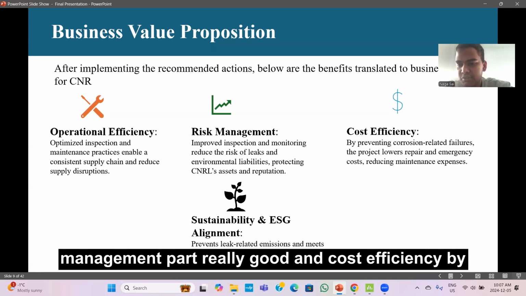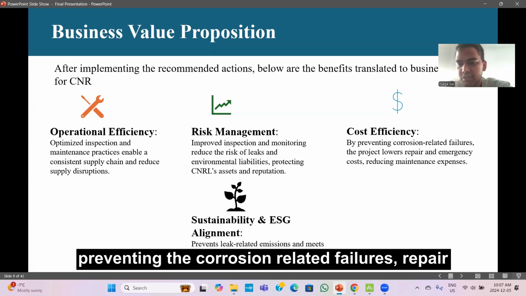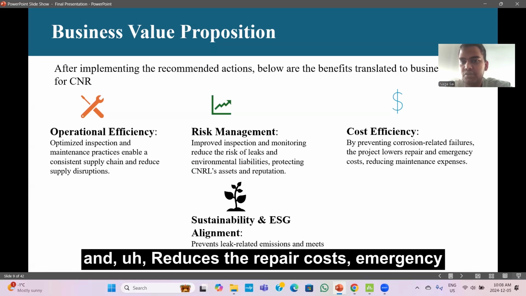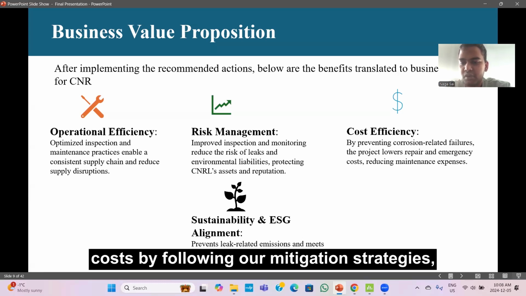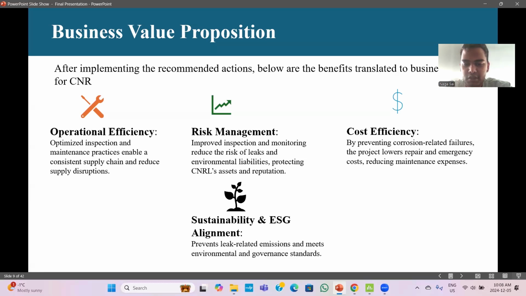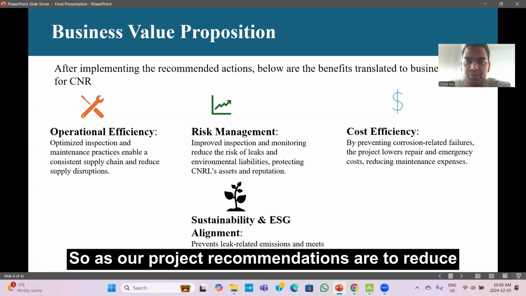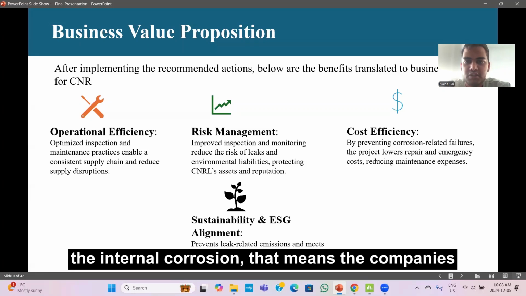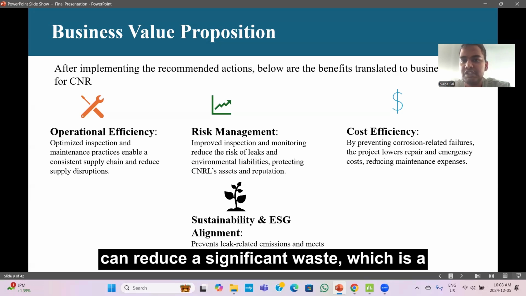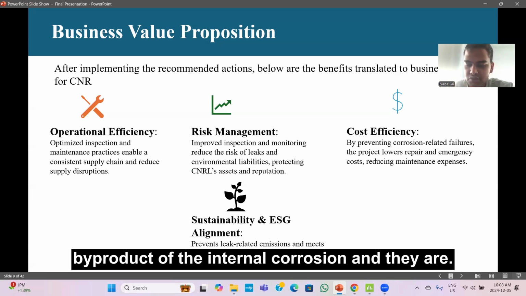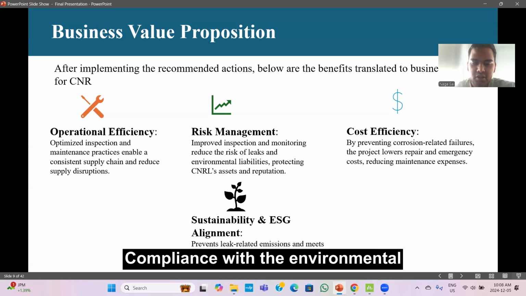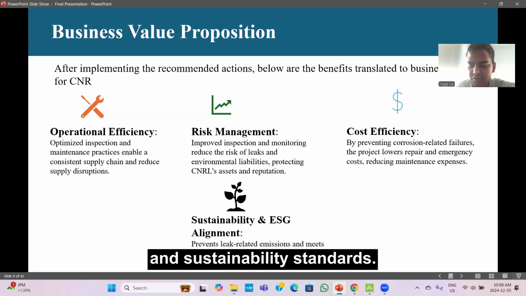And cost efficiency: by preventing corrosion-related failures, it reduces repair costs and emergency costs by following our mitigation strategies. Sustainability and environmental compliance: as our project recommendations are to reduce internal corrosion, companies can reduce significant waste, which is a byproduct of internal corrosion, and comply with environmental and sustainability standards.